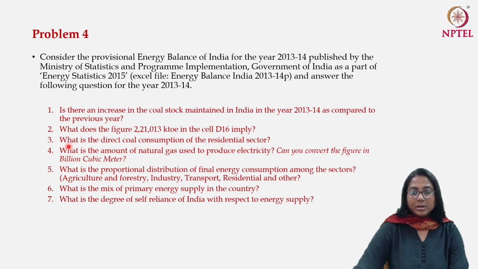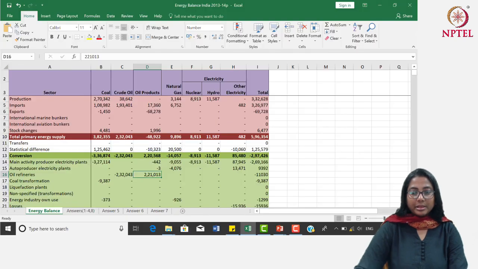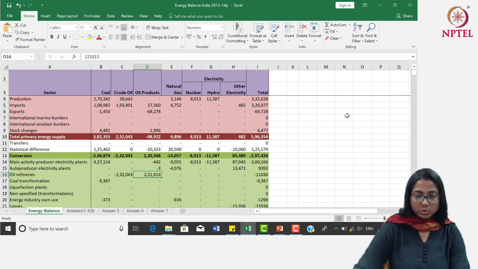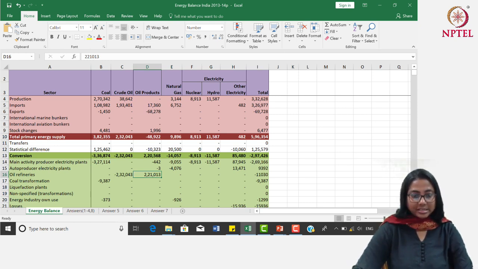Coming to the third question, what is the direct coal consumption of the residential sector? Notice we are talking about the direct coal consumption, not the indirect coal consumption. A quick recap: direct coal consumption means the use of coal directly, not in a converted form. When the household is using electricity, it is probably using a part of coal, but not directly, only indirectly. This coal is being converted to electricity, and then this electricity is being used by the household. So now the question is, what is the direct consumption of coal?